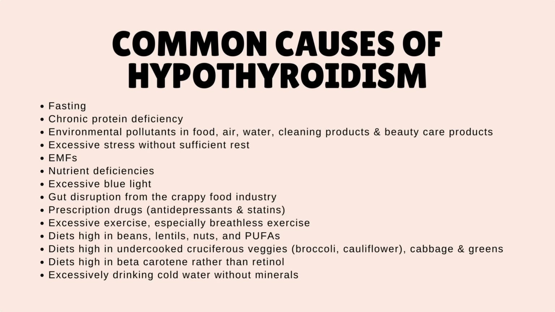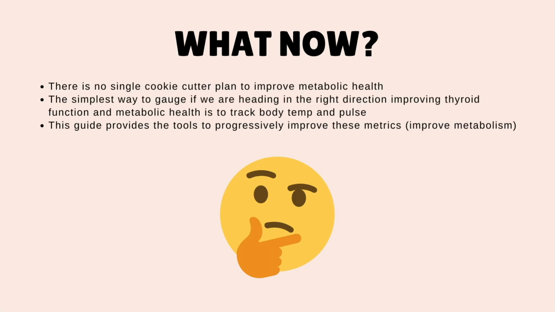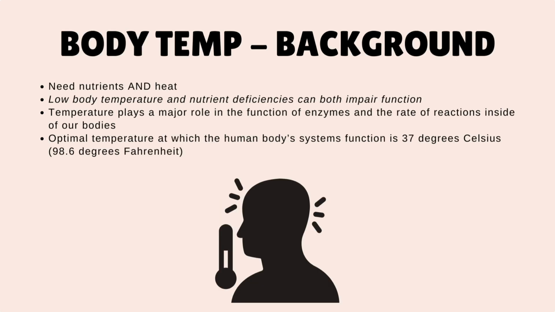So again, from this list, you can see how easy it is to have a compromised thyroid system in the modern world. But there is no single cookie cutter plan to improve metabolic health. So the journey to reach good thyroid and metabolic health will look different for every individual. And the simplest way to gauge if we are heading in the right direction in improving our thyroid system and metabolic health is body temp and pulse measurements.